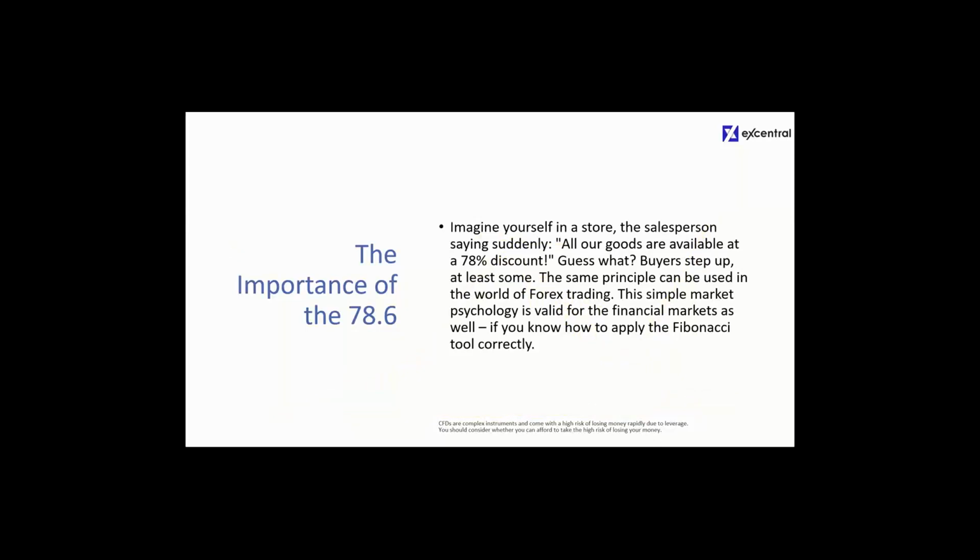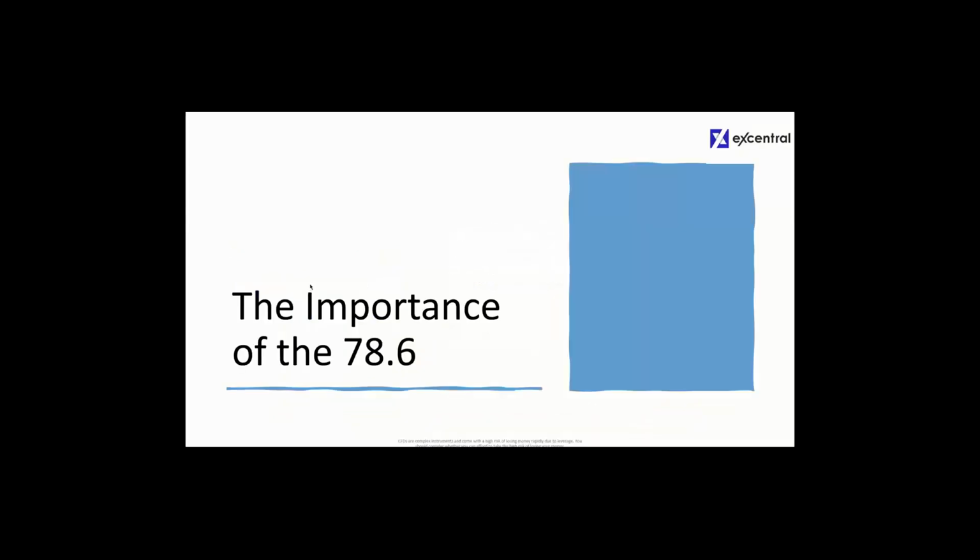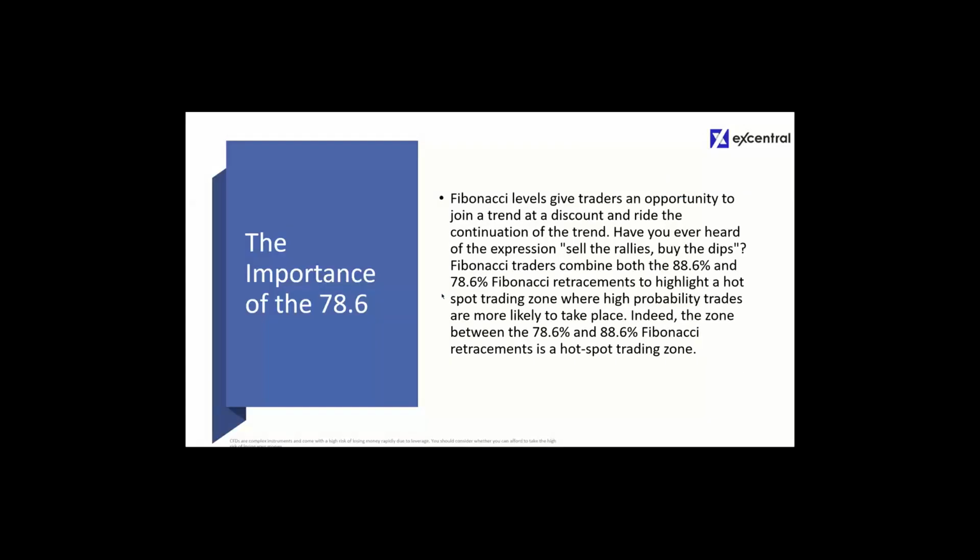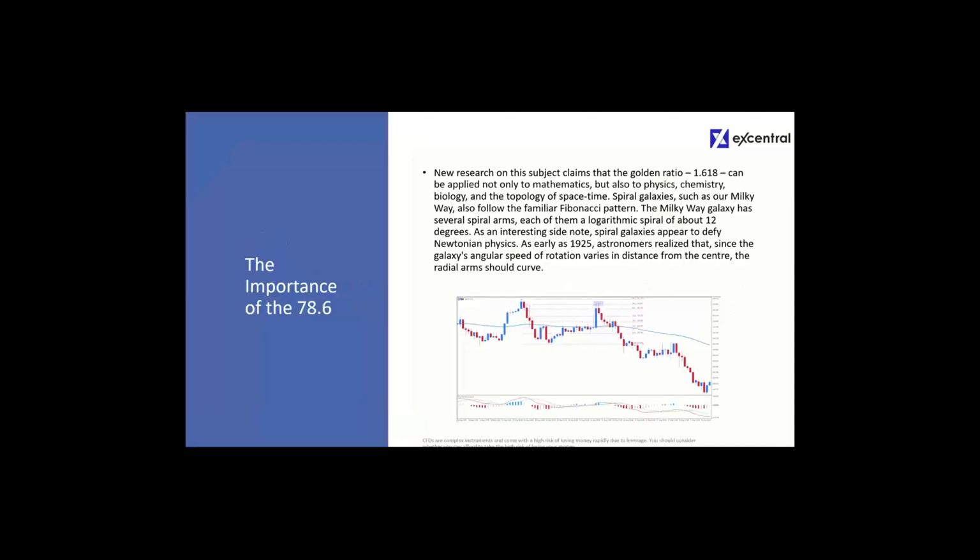will always jump in the market if there's a potential at the 78.6 retracement level. Fibonacci levels give traders an opportunity to join a trend at a discount and ride the continuation of the trend. Have you ever heard of the expression sell the rallies, buy the dips? Fibonacci traders combine both the 88.6 and the 78.6 Fibonacci retracement levels to highlight a hot spot trading zone where high probability trades are more likely to take place. Indeed, the zone between 78.6 and 88.6 is a hot spot because it's the last point before we actually go into a full reversal.